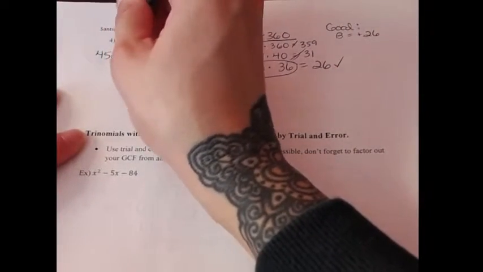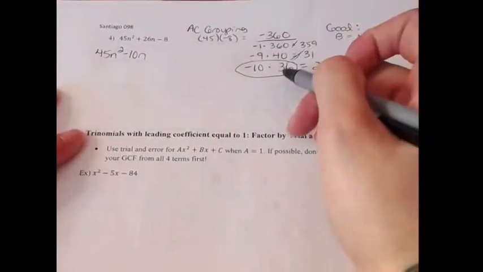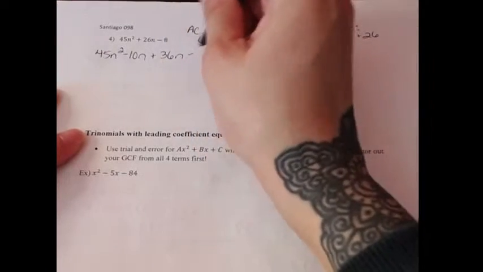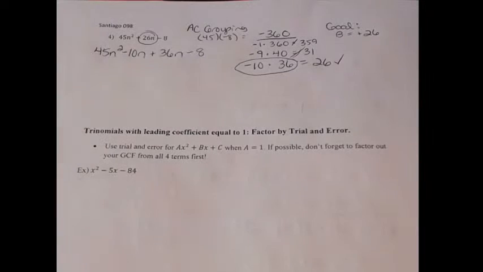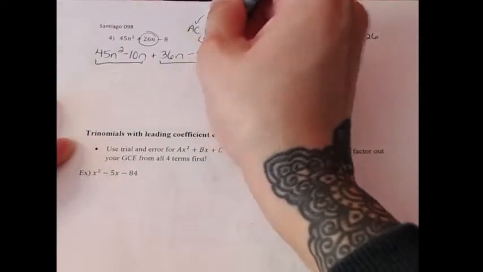We have 45n squared minus 10n plus 36n minus 8. Remember, we're just replacing our b term with the two factors, the two values that we found here. And now I get to factor by grouping. So we're going to look at the first two terms and the last two terms.